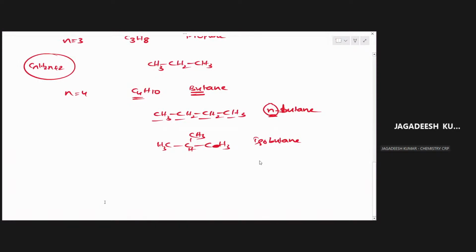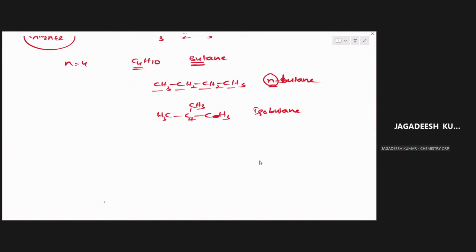So this is about alkanes. I think you know how to write the structures also. This is a straight chain alkane, and this is called a branched chain alkane. So this is about the 2 types of alkanes.